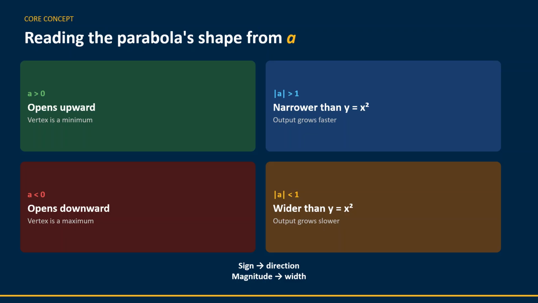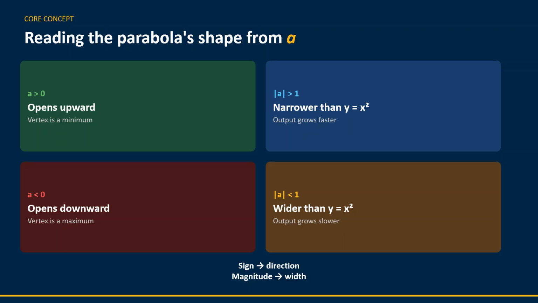The leading coefficient a has two completely separate jobs. Its sign controls opening direction. Its magnitude controls width. Sign first. If a is greater than 0, the parabola opens upward and the vertex is a minimum. If a is less than 0, it opens downward and the vertex is a maximum. That is it for direction.